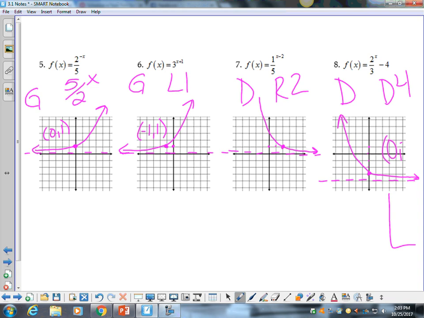0, -3. Why is it not -4? I went down 4. I started at up 1, so be very careful with that. But I will say this, your asymptote, when you shift it up or down, because it starts at 0, if you go down 4, where's your asymptote? It's at -4, at y = -4.